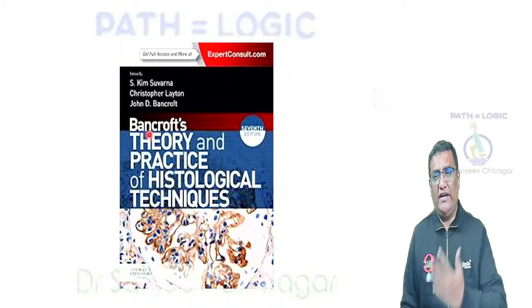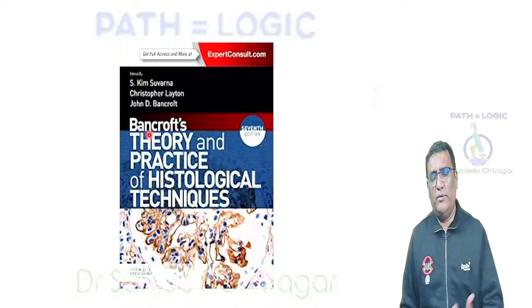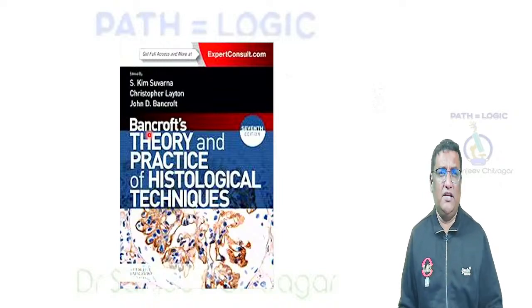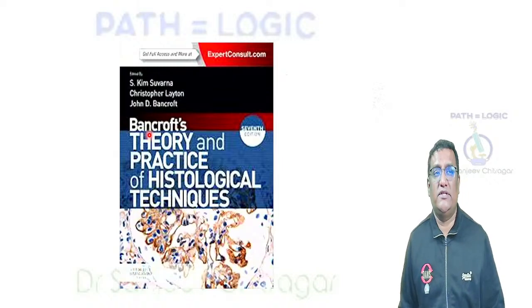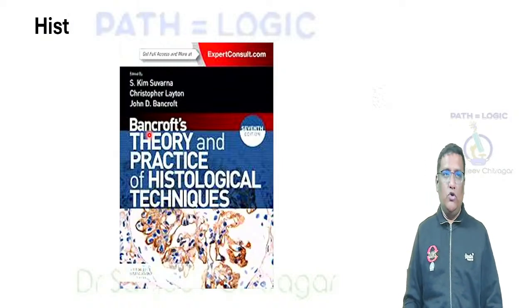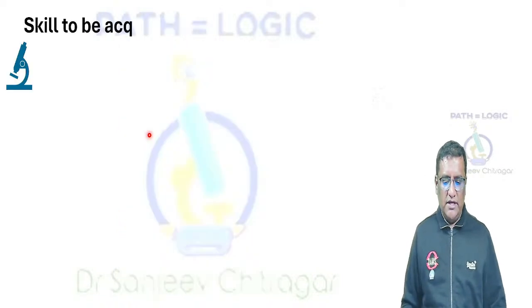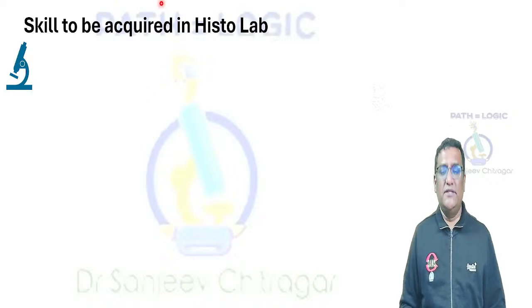This in fact includes electron microscopy, immunofluorescence, IHC, everything is included in that. So definitely this is one of the books I would buy as a first year. I would buy one grossing book, one histo and one cyto book as well, and one hemat book. Okay, so next is the skills to be acquired in the histo lab.